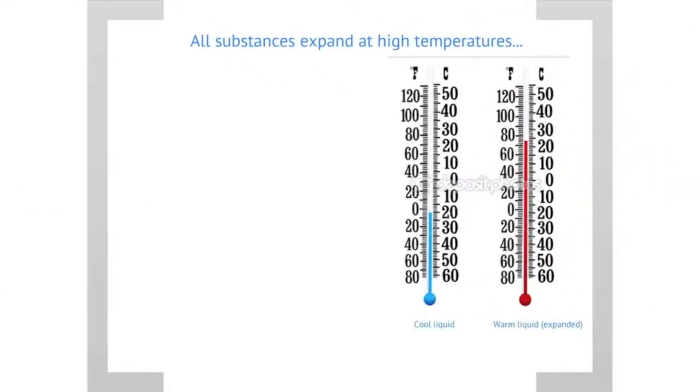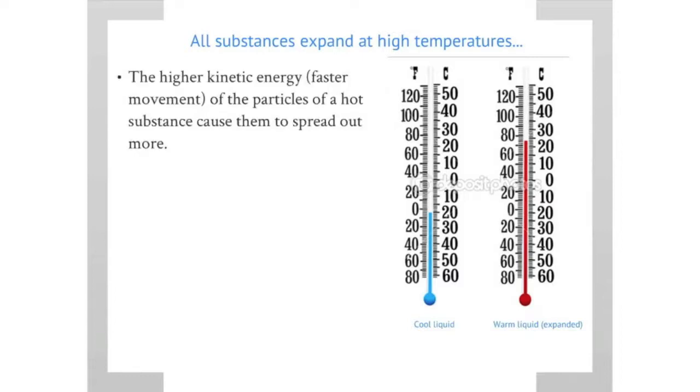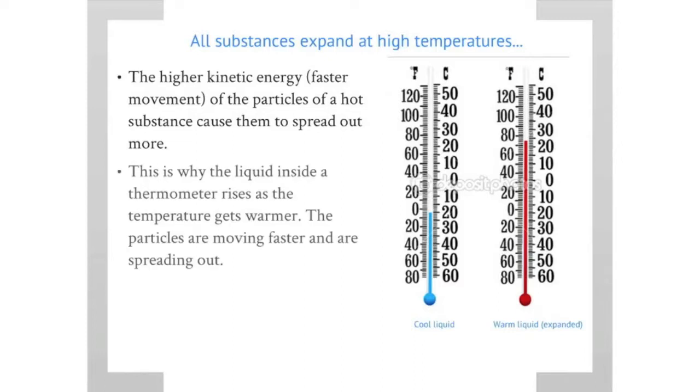Now, all substances expand at high temperatures. And if we look at our thermometers on the right, the higher kinetic energy, faster movement of the particles of a hot substance causes them to spread out more. This is why the liquid inside a thermometer rises as the temperature gets warmer. The particles are moving faster and they are spreading out.